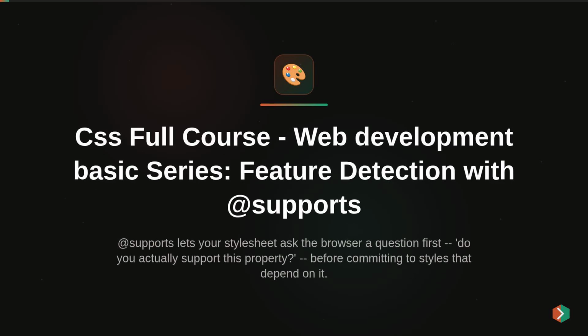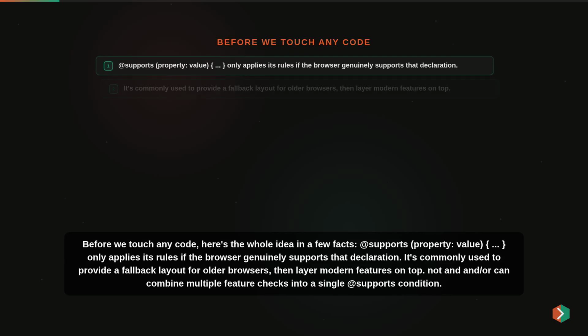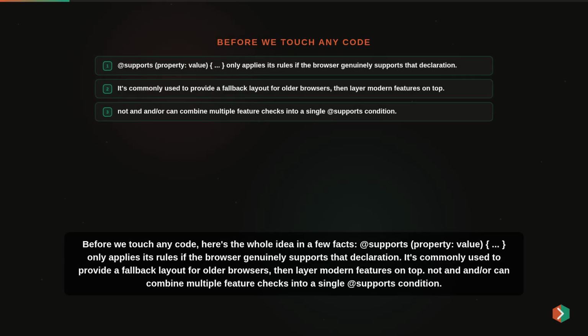@supports lets your style sheet ask the browser a question first: do you actually support this property? Before committing to styles that depend on it. Before we touch any code, here's the whole idea in a few facts.